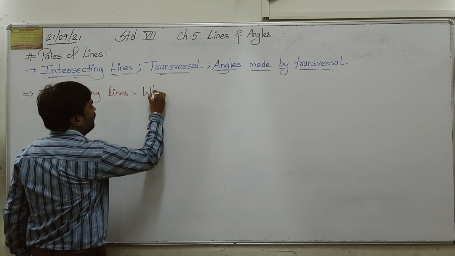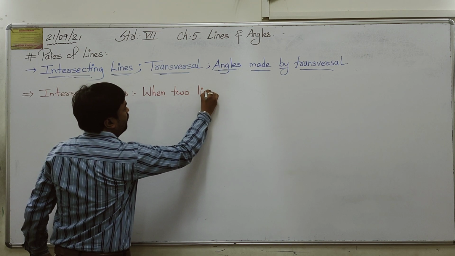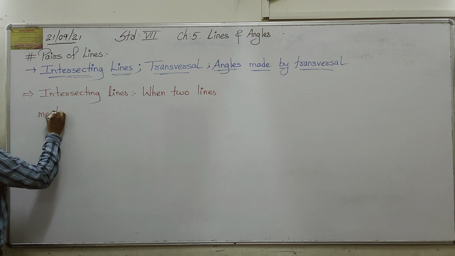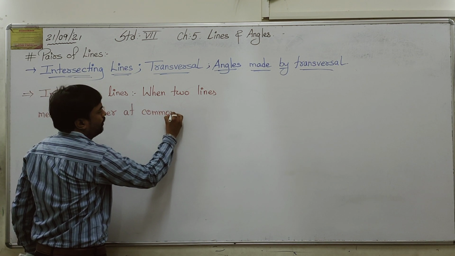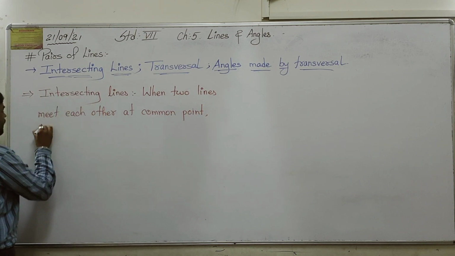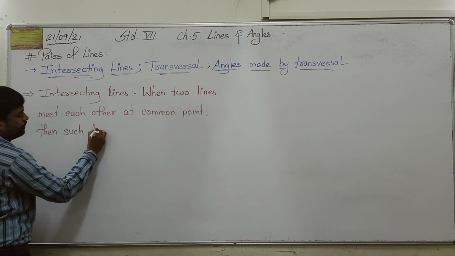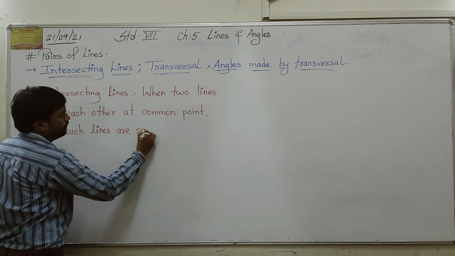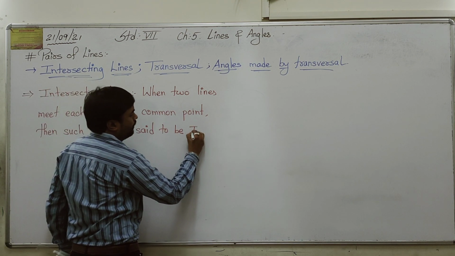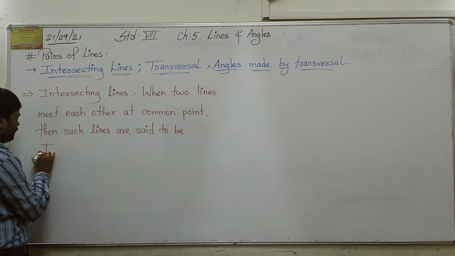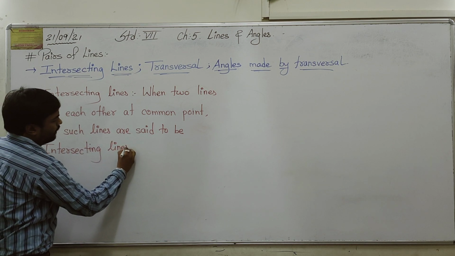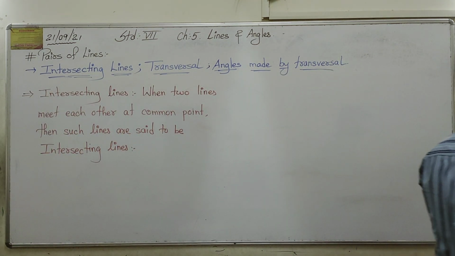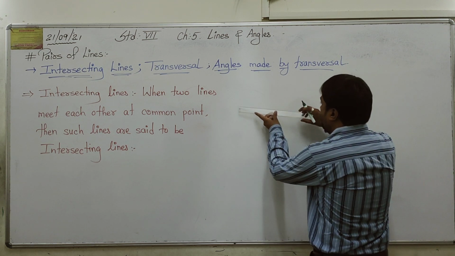So what are intersecting lines? When two lines meet each other at a common point, then such lines are said to be intersecting lines. What it says is, when two lines cut each other, then such lines are said to be intersecting lines.